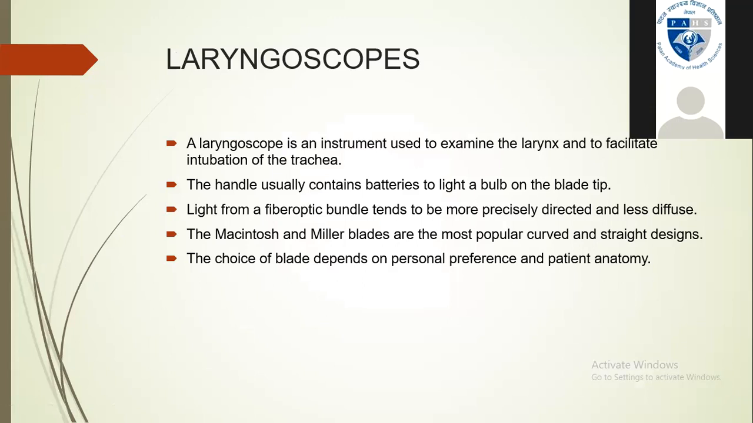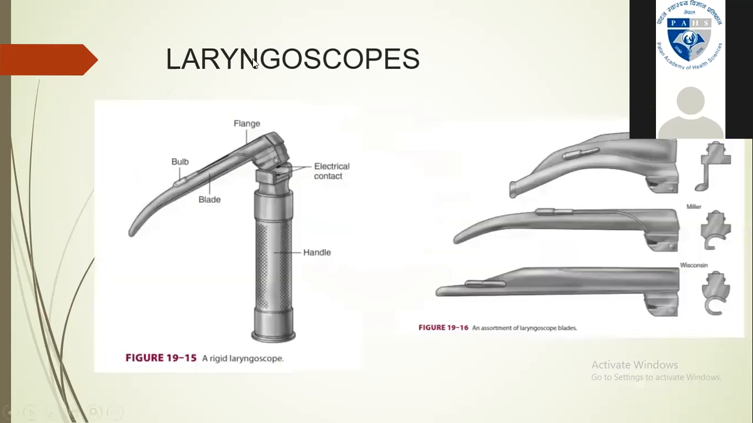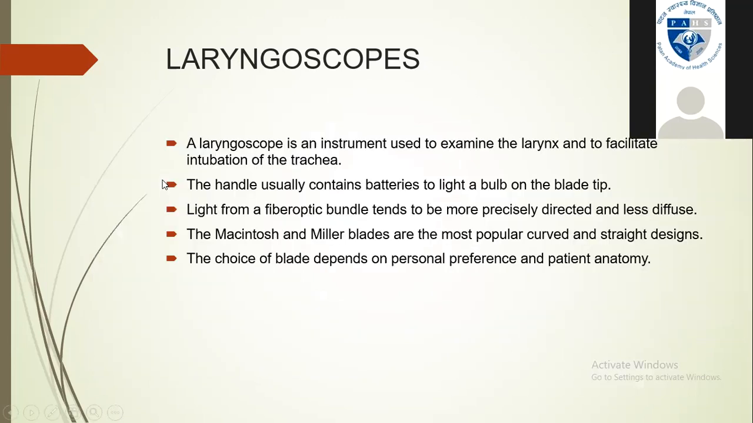So now we'll proceed towards the advanced airway devices, that are laryngoscopes and endotracheal tubes. Laryngoscope. A laryngoscope is an instrument used to examine the larynx and facilitate intubation of the trachea. It consists of two parts, a blade and a handle, and when those two are locked, there's a bulb placed, and the bulb will ignite and show light.